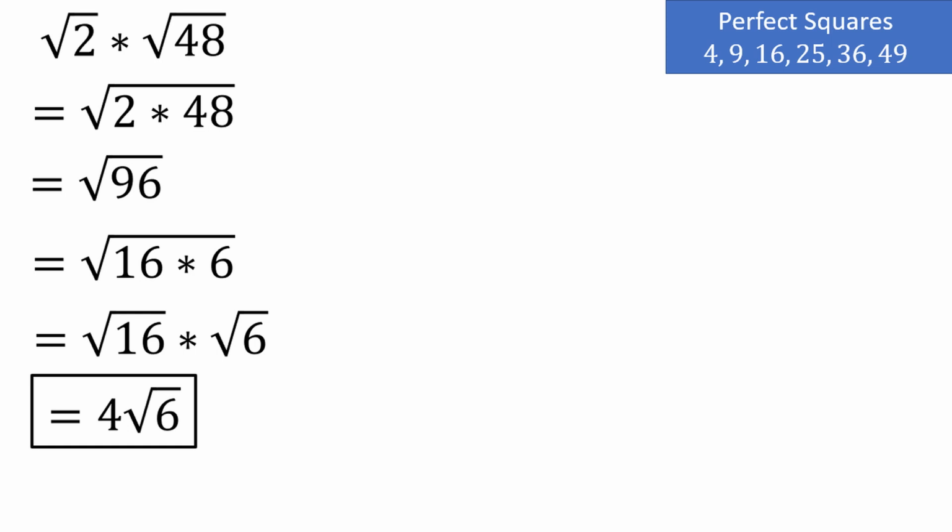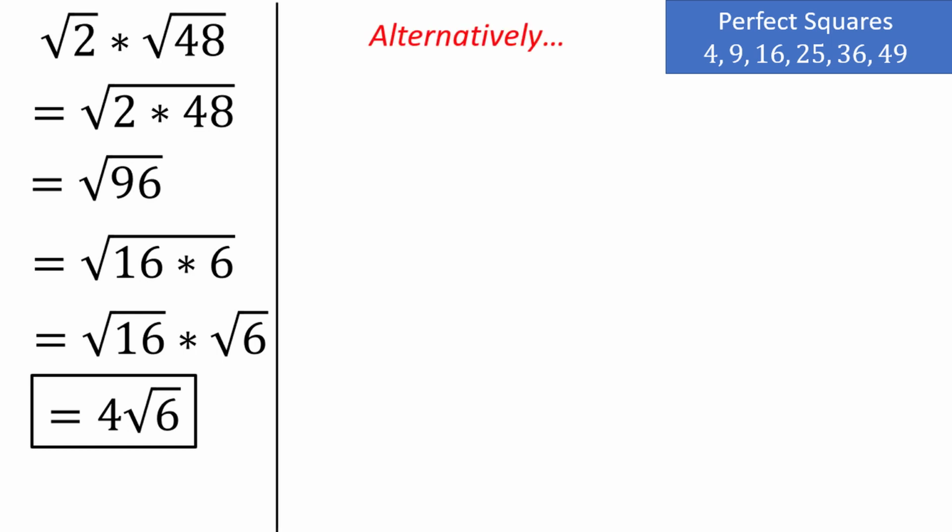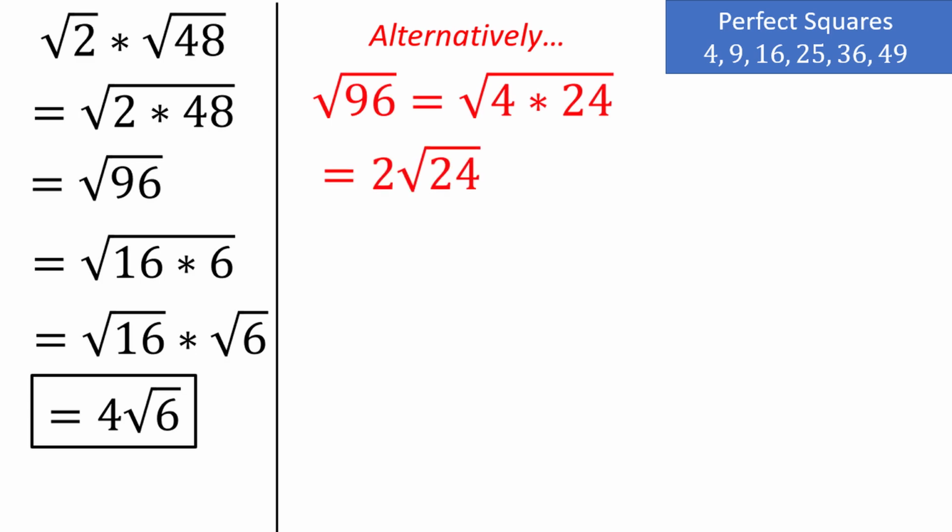Now I want to show you what would happen if you didn't choose the largest perfect square. 4 is also a perfect square that we could have used here. We could have had the square root of 4 times 24. That's the same as 2 times the square root of 24. But the square root of 24 is not fully simplified.